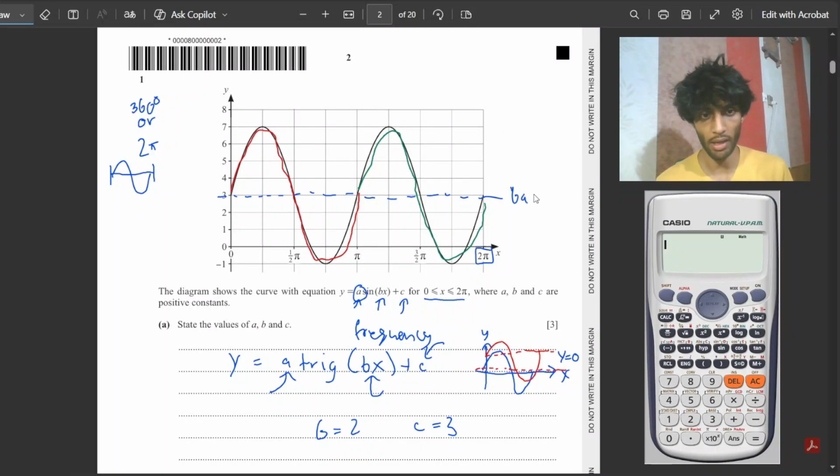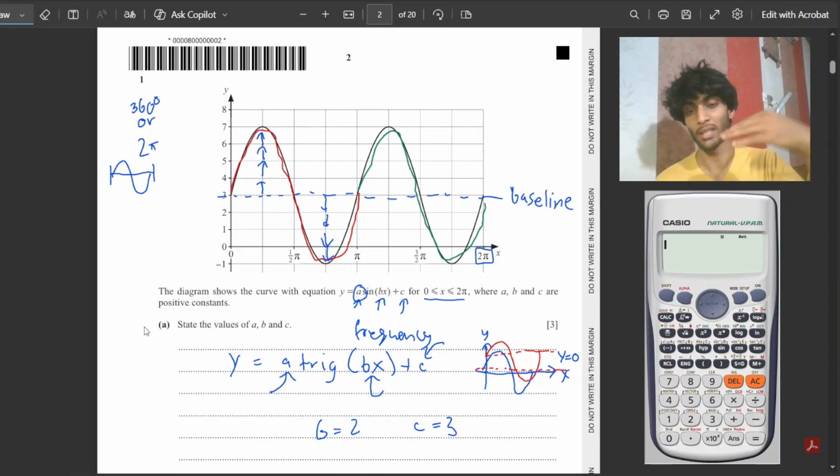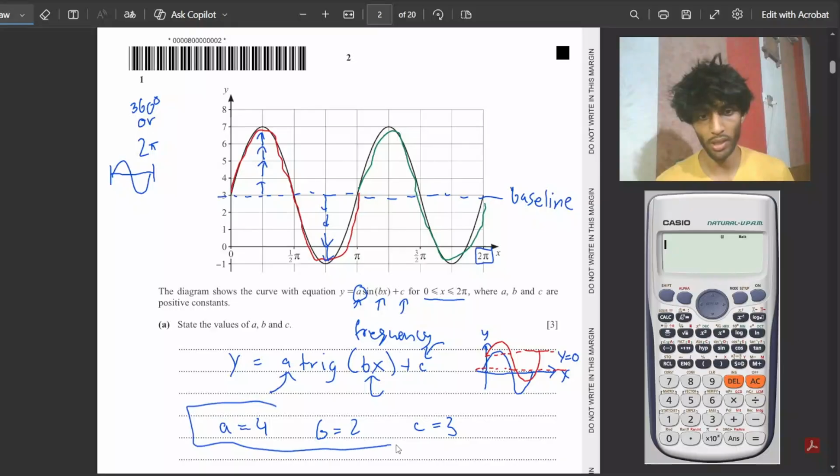So this right here is my baseline. How far up do I go? I go 1 unit up, 2 units up, 3 units up, and 4 units up. That's my maximum point. And then the same goes for when you're going down: 1 unit down, 2 units down, 3 units down, 4 units down. So your amplitude, or in other words, the maximum distance that you have from the baseline, is 4 units. You're going a maximum of up by 4, and a maximum down by 4. So a is going to be equal to 4. So a is 4, b is 2, c is 3. That's what we have over here.